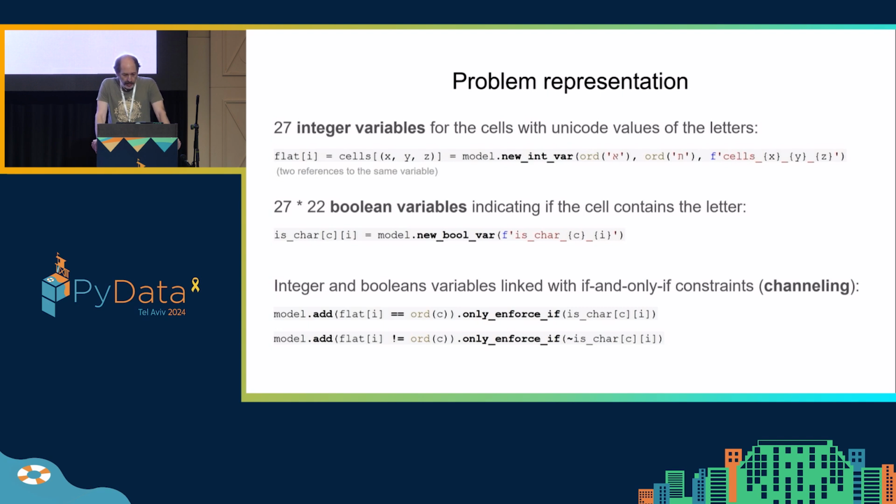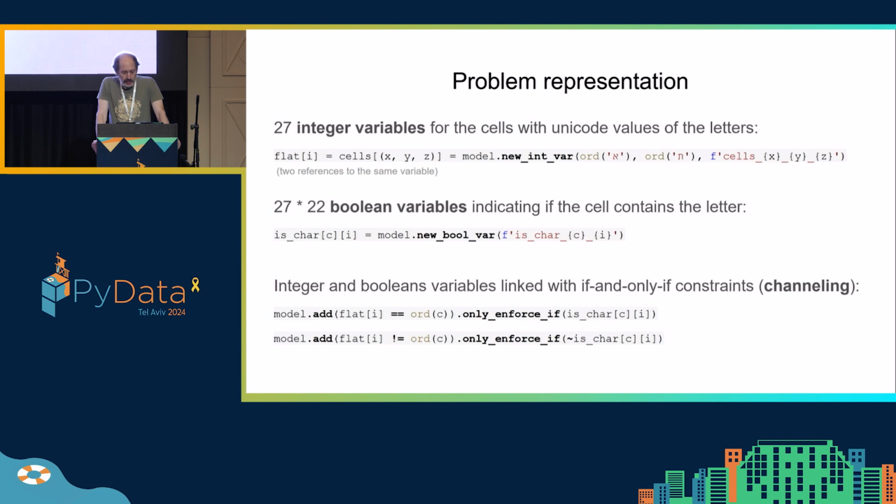So let's go into code. The problem representation, I suggest using 27 integer variables for the cells, and the values for each cell would be the Unicode value of the letter. Now, mind you, a lot of problems can also have a dual representation. Instead of having variables for the cells and values for the letters, we could have variables for the letters and values for the cells. Sometimes it's more efficient or more simple to do one or the other. If you have graphs, you can look at either nodes or edges.